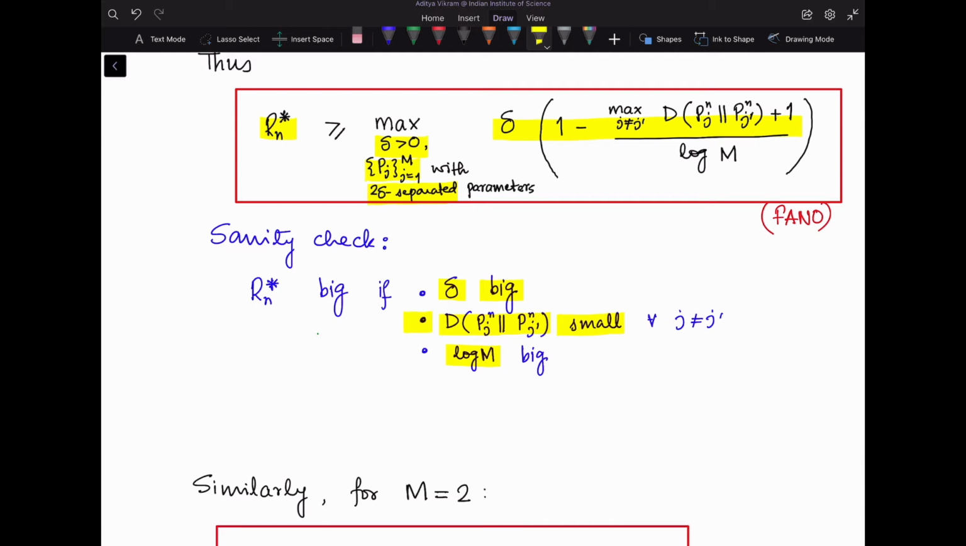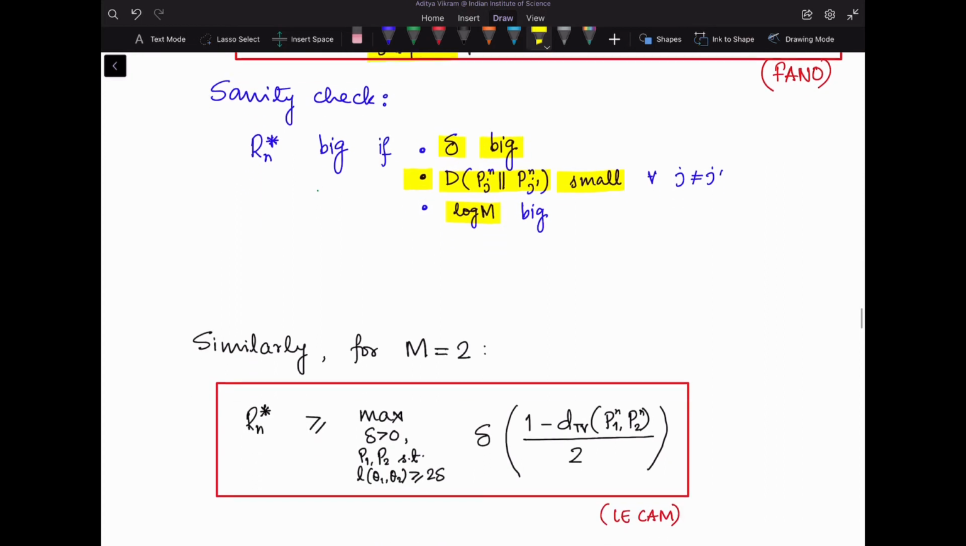This imposes a fundamental limit. If they are close, you cannot distinguish them very well, and even for these close distributions, you have big delta. So you're bound to make a lot of error in your estimation, because you won't be able to distinguish between P1 to PM, but in the delta, in the parameter space, they are far apart. So in this case, you will have large loss. So this makes sense. The expression we have obtained here for Rn star, the Fano's expression.